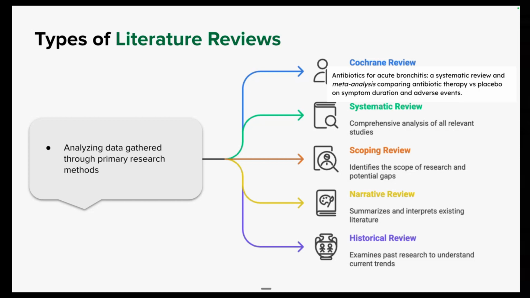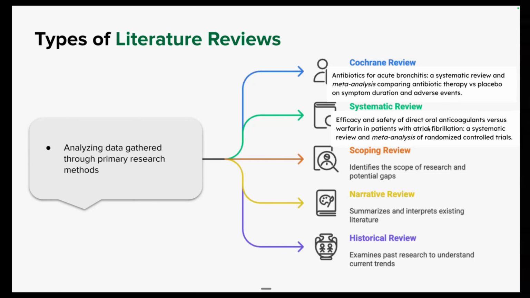So a Cochrane review, you can think about it as antibiotics for acute bronchitis, a systematic review and meta-analysis comparing antibiotic therapy versus placebo. And an important point to point out for this one, and then the systematic review, you're probably wondering, where does meta-analysis fit in? And if you're not, welcome. Meta-analyses are typically chalked up there with systematic reviews.